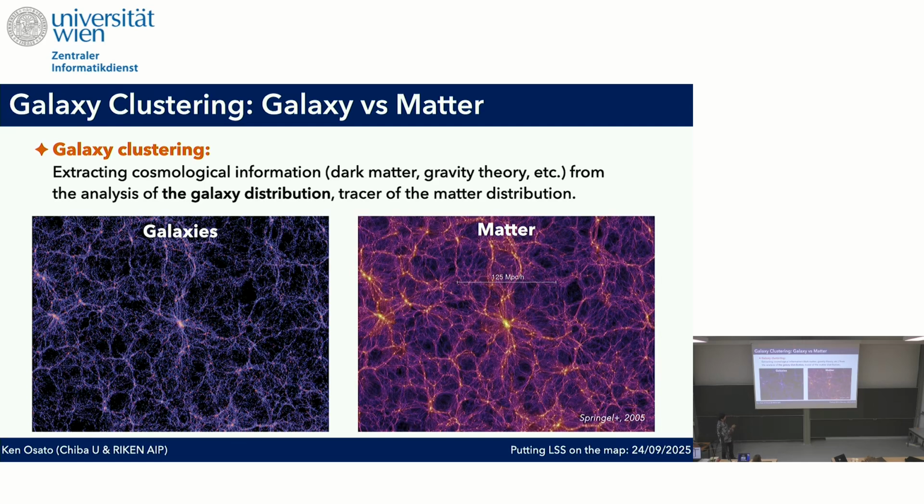What we observe are the galaxies and the matter. The matter is a direct consequence of gravitational evolution. We want to extract information from these galaxies, but they are biased tracers. So we rely on some techniques to relate the observed galaxies to the matter, which is the galaxy-matter connection, and to observe this 3D distribution of galaxies.